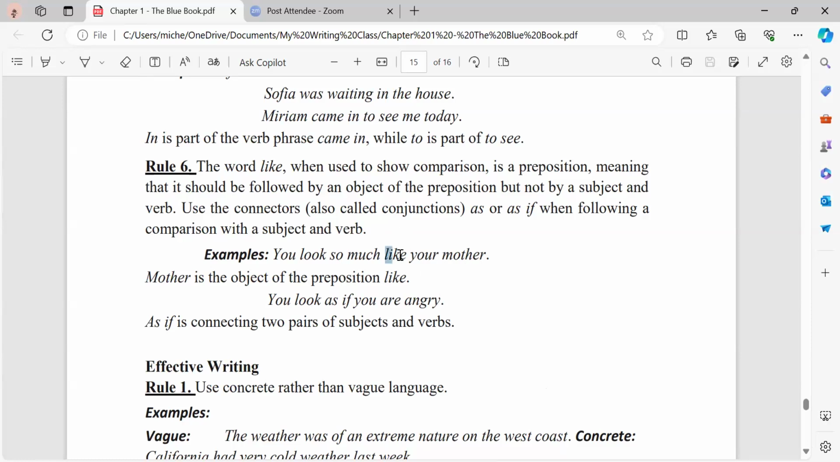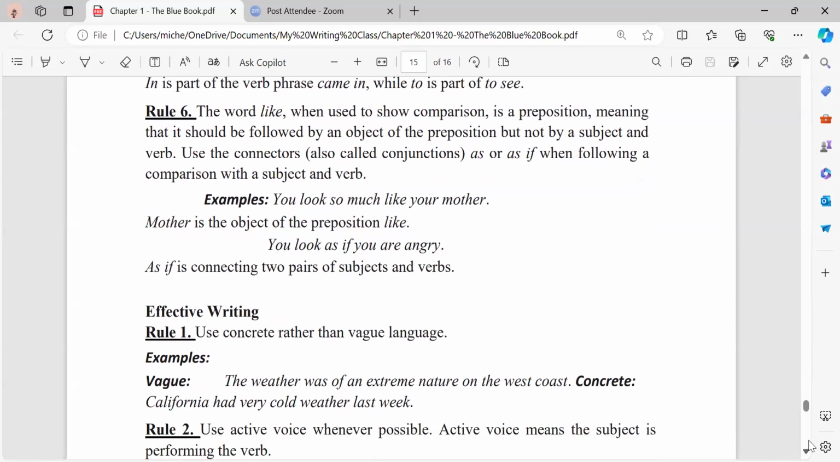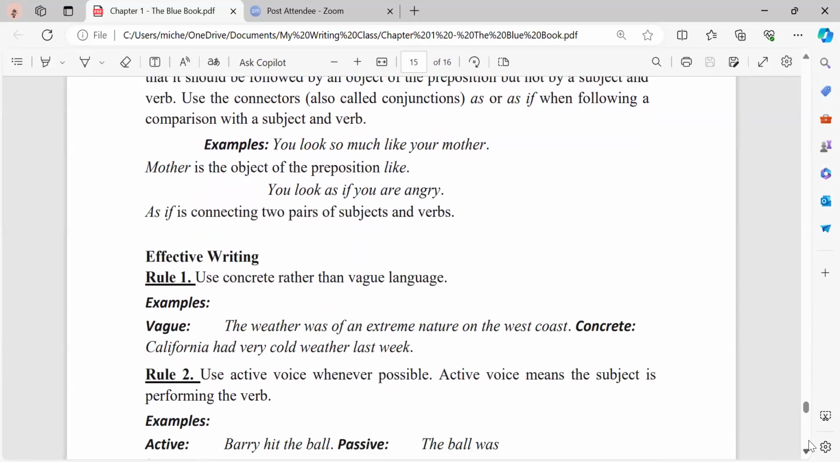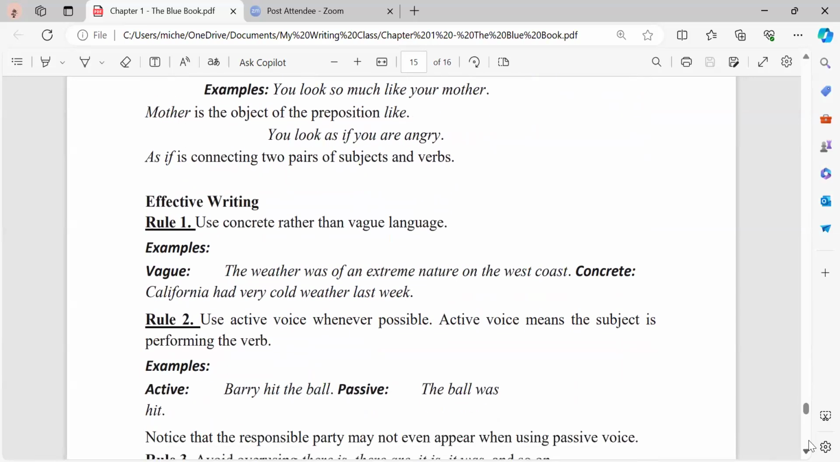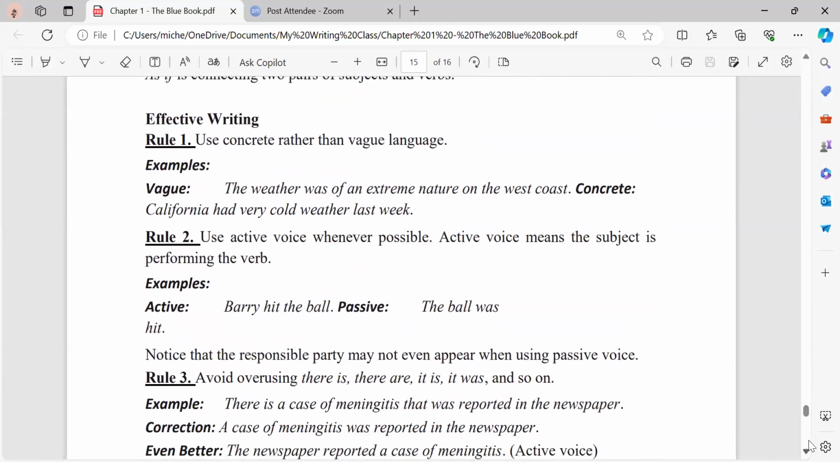So "like" is a comparison saying that it is similar. Technically, in this sentence we are comparing the look of the person we're talking to with their mother. That's why we say you look so much like your mother. This is a comparison kind of sentence. And then "as if" is connecting two pairs of subject and verb: you look as if you are angry. So we're connecting "you look" and "you're angry", subjects and verbs. I won't say much more about conjunctions, because we actually use conjunctions in our daily conversations and writing.